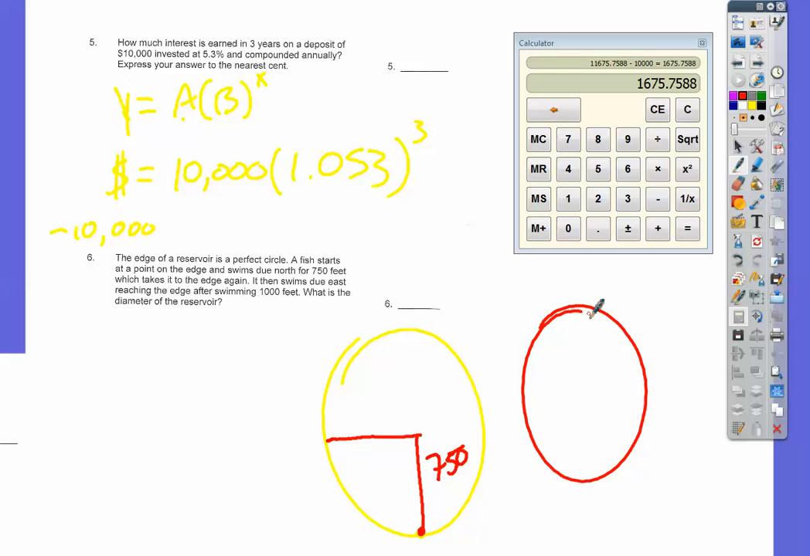So if I were to draw this again, this is 75. Alright, so what is the diameter of the reservoir? The edge of a reservoir is a perfect circle. The fish starts from the edge. So here's what I'm going to do. Since this was a fairly quick video, I'm going to send this up, and I'll do this one as a separate video.